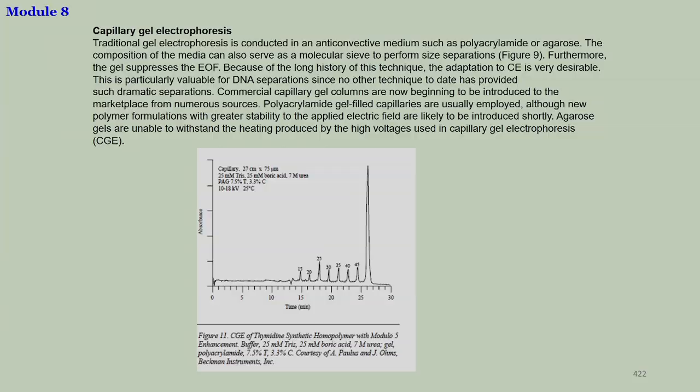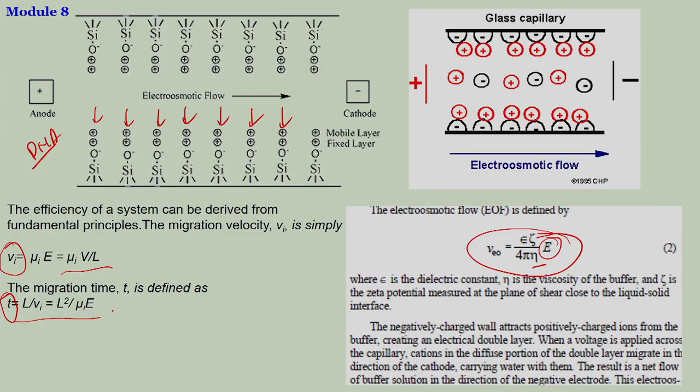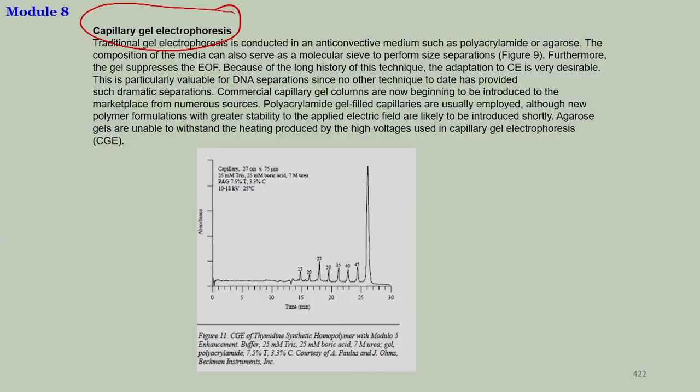This is a variation of capillary electrophoresis called capillary gel electrophoresis, where instead of the simple buffer, you fill the capillary with gel. Of course, the gel has to be a conductive gel, such as agarose, because it has to let the current flow inside it. Why gel? Because gel makes the mobility slow, so you can get a better separation. That is the difference between normal capillary and capillary gel electrophoresis.